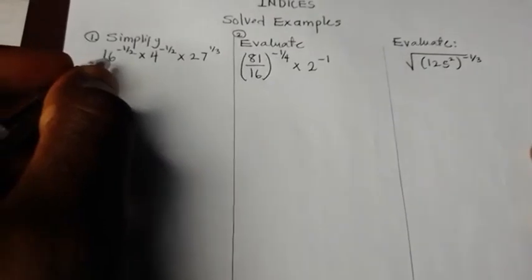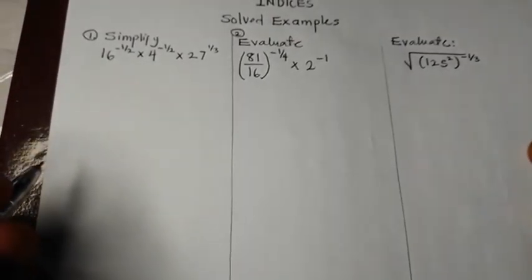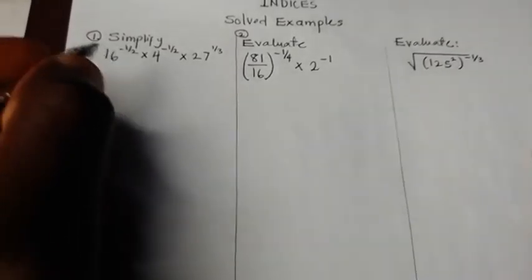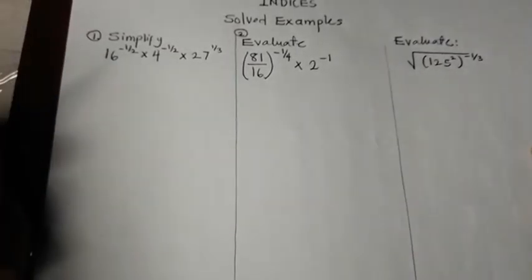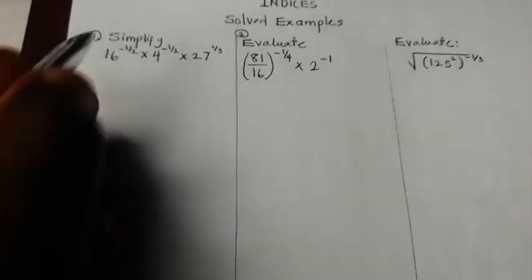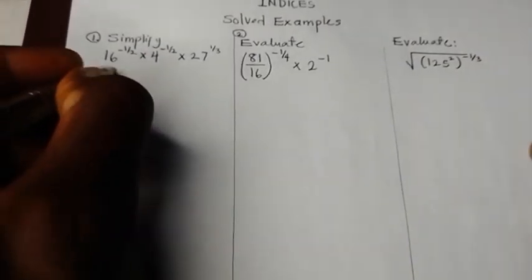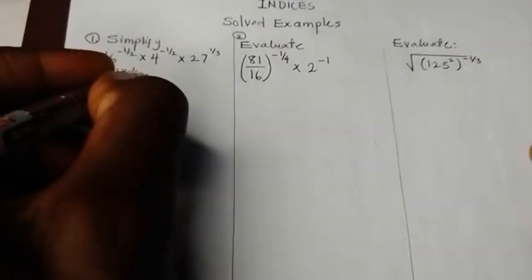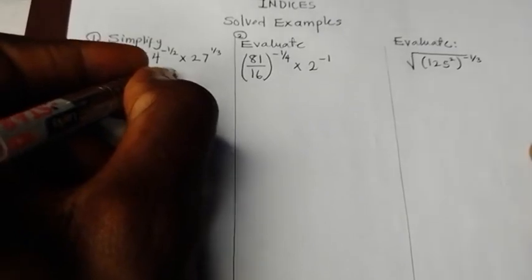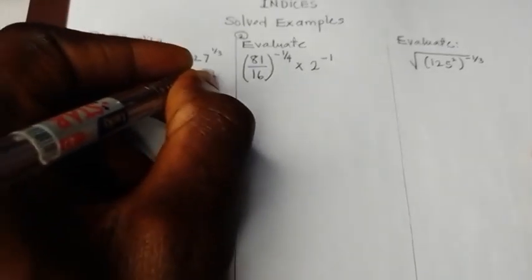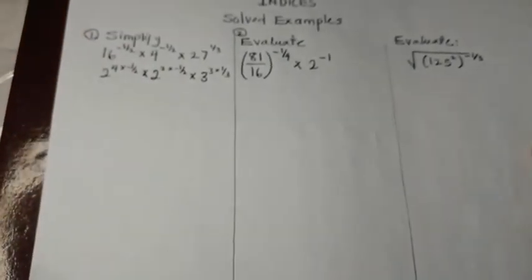Question number 1, we have 16 raised to the power minus half multiplied by 4 raised to the power minus half multiplied by 27 raised to the power 1 over 3. Now, there are many approaches to start this problem, but I'm going to be using this approach. 16 can be written as 2 raised to the power 4, then all raised to the power minus 1 over 2. Then 4 can be written as 2 raised to the power 2, then raised to the power minus 1 over 2. Then 27 can be written as 3 raised to the power 3, then multiplied by 1 over 3.